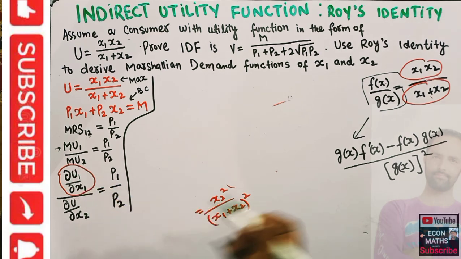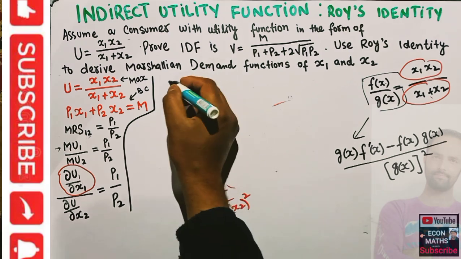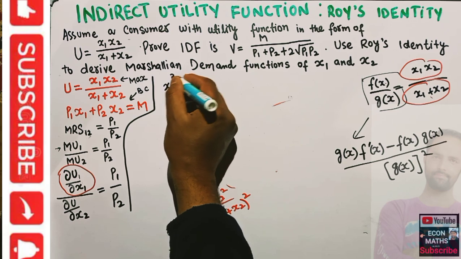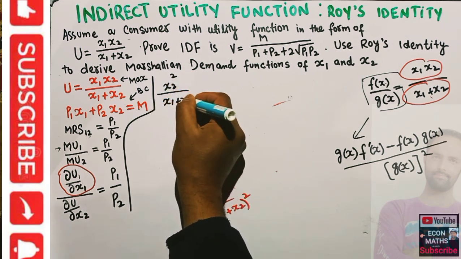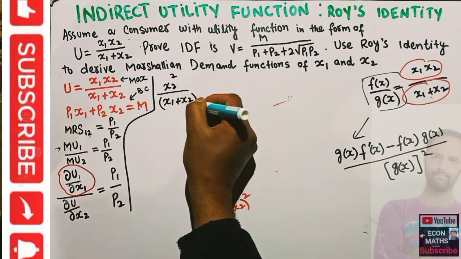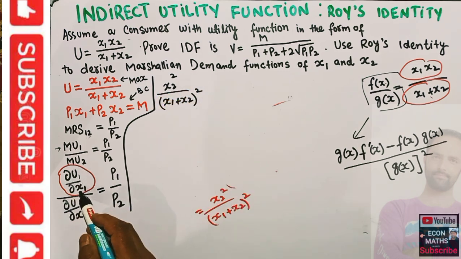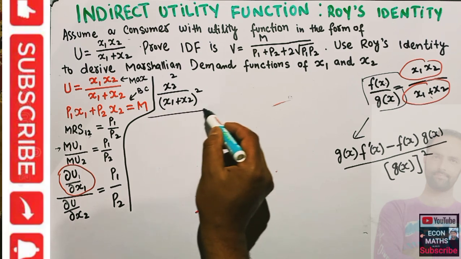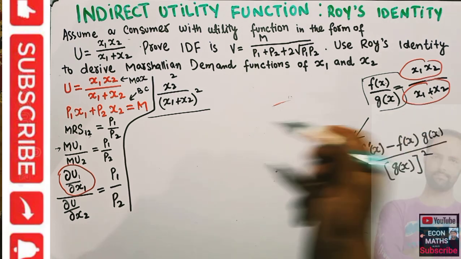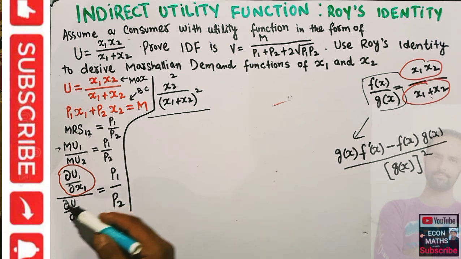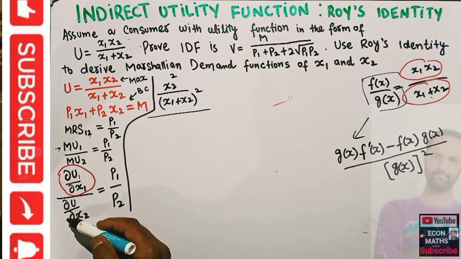So du upon dx1 means we have this x2 square divided by x1 plus x2 whole square. Okay, so du upon dx1 is this, divided by, now du upon dx2. Again, it means we have this utility function. This time we have to use again the quotient rule and take the partial derivative with respect to x2.